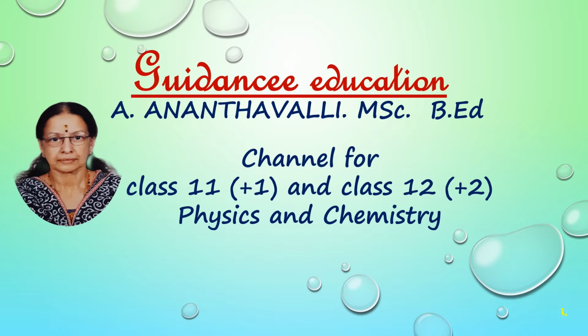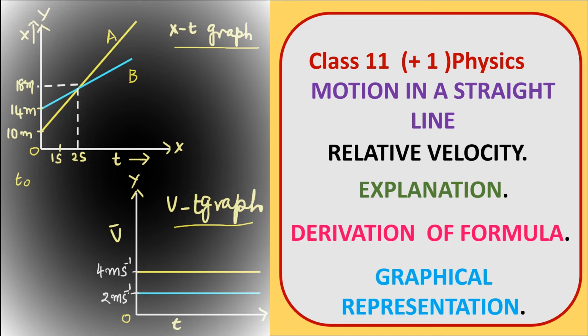We will see the topic that is discussed in this video. We are continuing class 11 physics, motion in straight line. Under that, uniform motion. Under uniform motion, we will be discussing relative velocity. I will explain that topic and then derive the formula for calculating relative velocity. I have also included the graphical representation of two objects moving in the same direction with uniform velocity.